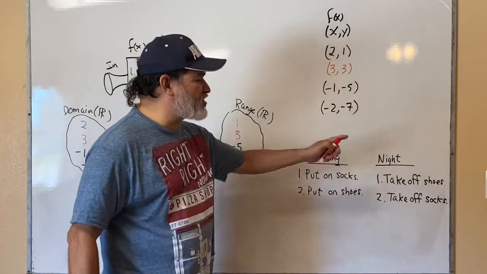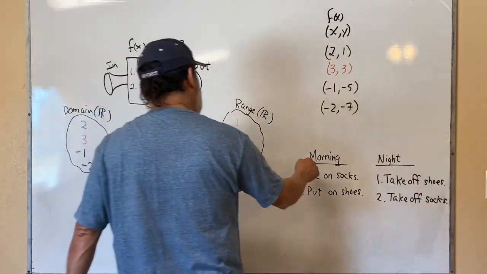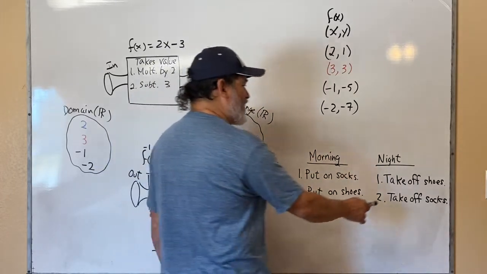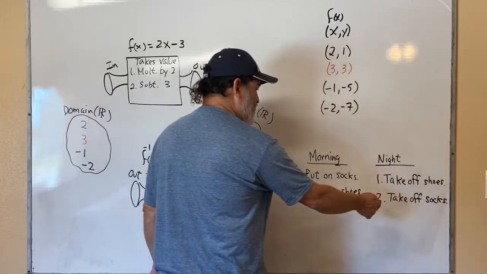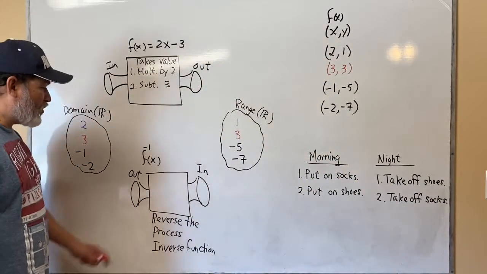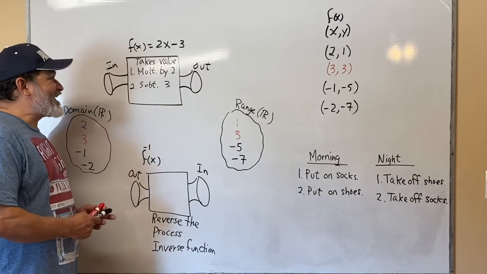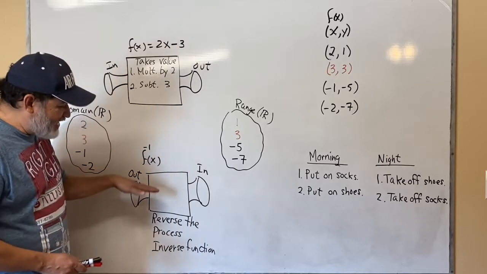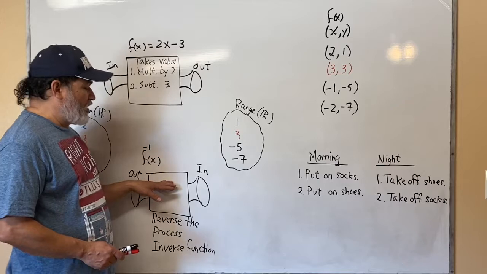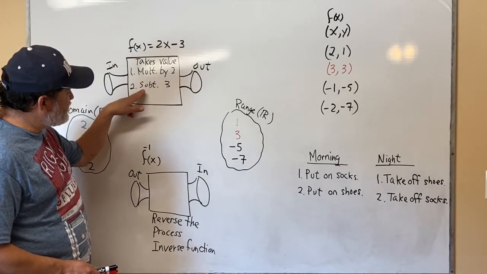And that's how we reverse the process. In the morning, we put on socks first and then shoes second. At night, we take off shoes and then we take off socks. Hey, we can do the same thing here, okay? This function right here is going to be a function most of the time, not all the time. Okay, so how do we reverse this process?